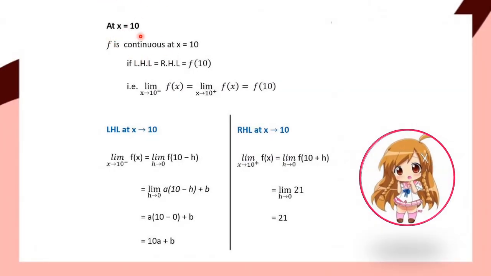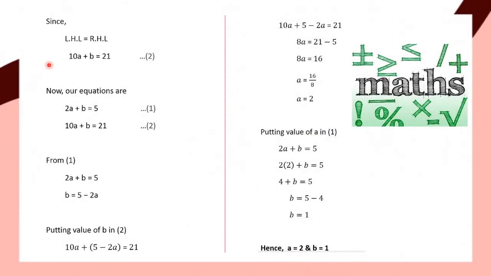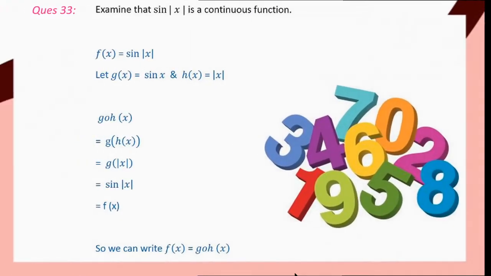Now let's talk about another point, which is 10. So f is continuous at x equal to 10. Same way, the left hand limit, right hand limit and the value of the function at 10 should be equal. From here we are getting another equation: 10a plus b should be equal to 21. Now we have to solve these two equations, and after solving them we are getting a equal to 2 and b equal to 1.